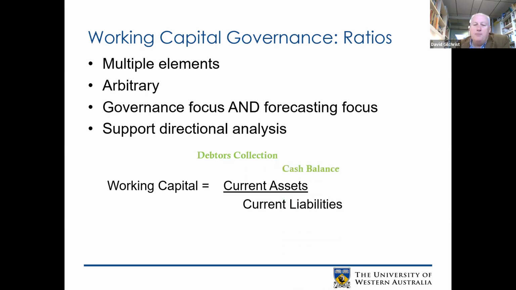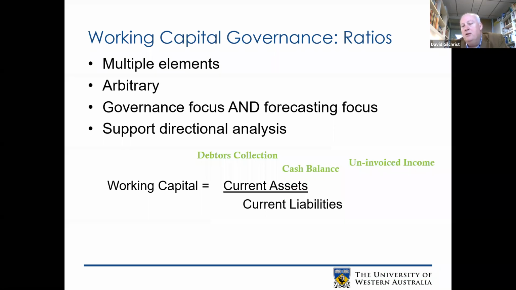Of course, the cash balance is absolutely a critical part of this as well. But the other critical part is any uninvoiced income. That is, any work that you've undertaken where you haven't yet invoiced the client or the government or whoever it happens to be, but which will impact your working capital. I guess one of the red flags here is to recognise that when we're analysing our working capital, we need to understand the timing of debtors collection, the timing of uninvoiced income, as well as what the quantum of those things are in the context of comparing them to current liabilities.